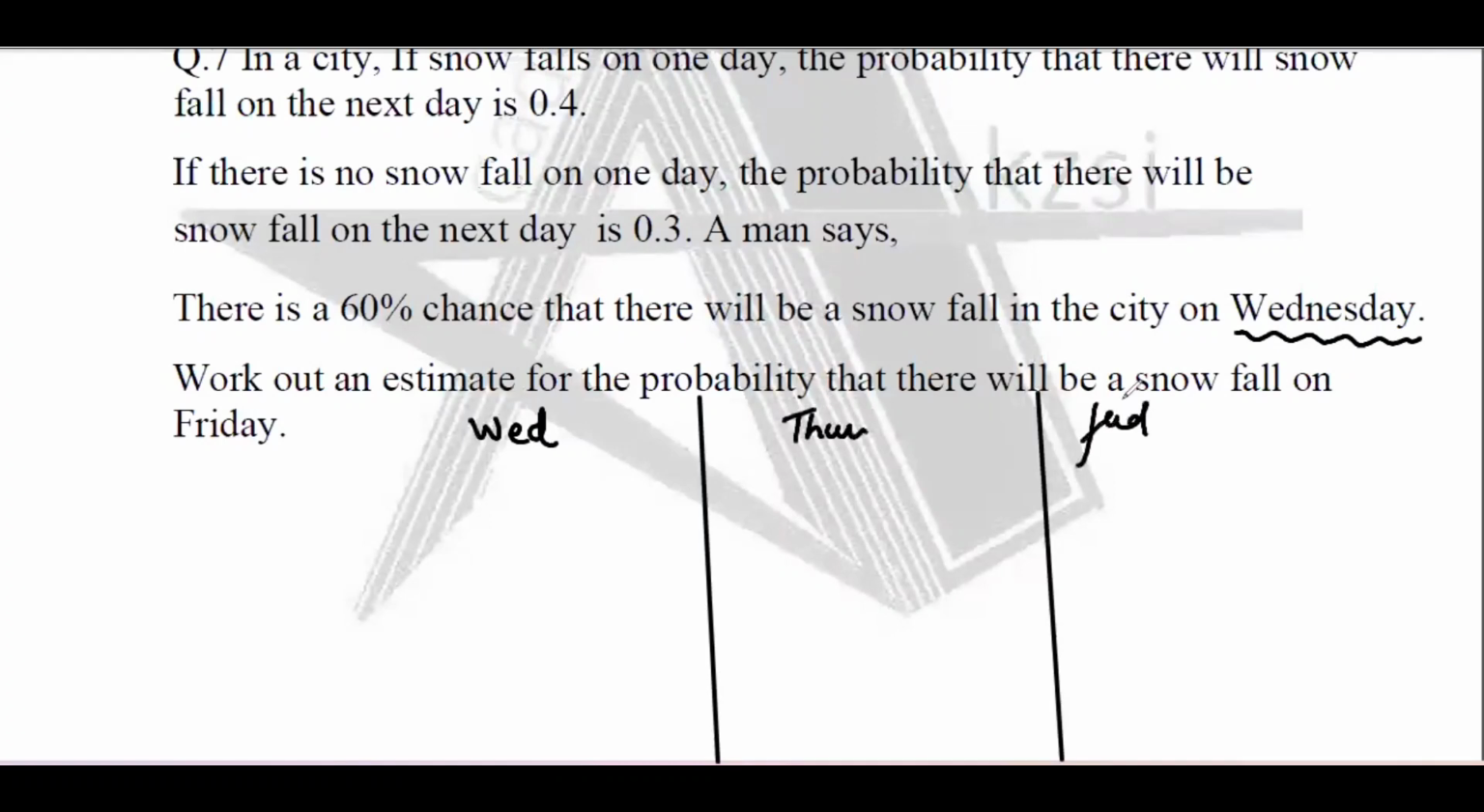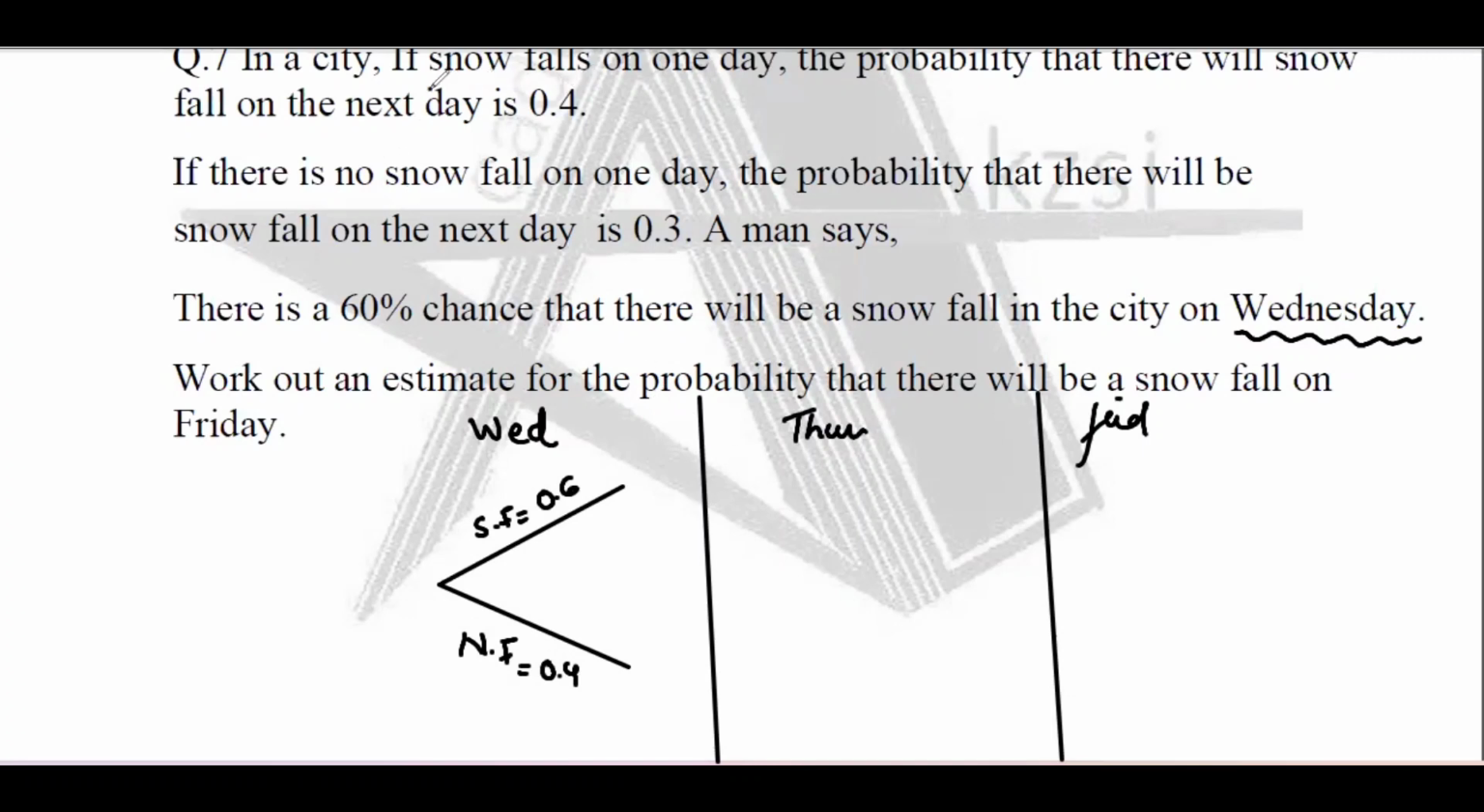And for Friday. For Wednesday, it says that there is a 60% chance that there will be a snowfall. So that means on Wednesday, either there will be a snowfall or there will be no snowfall. If there will be a snowfall, the chance is 0.6, 60%, that means the probability is 0.6. If it will not occur, no fall, that means it will be 0.4, 1 minus 0.6.